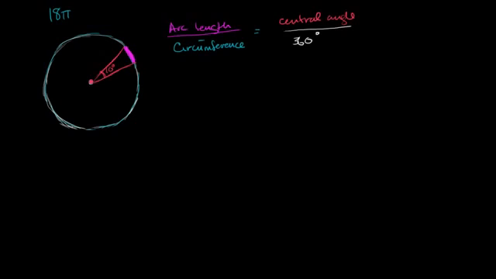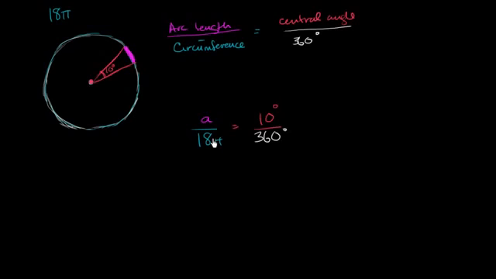So let's just think about that. We know the circumference is 18 pi. We're looking for the arc length. I'm just going to call that A, A for arc length. That's what we're going to try to solve for. We know that the central angle is 10 degrees, so you have 10 degrees over 360 degrees.